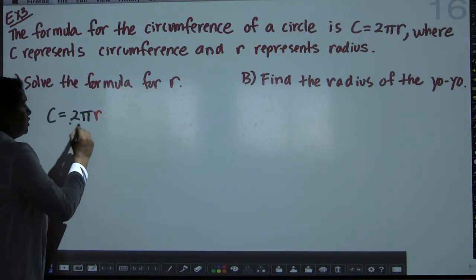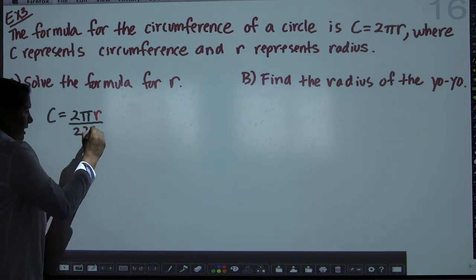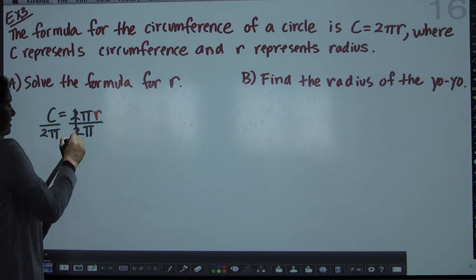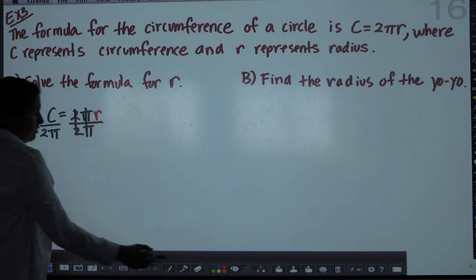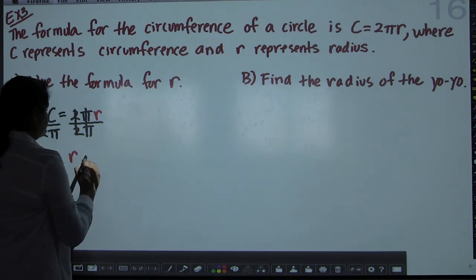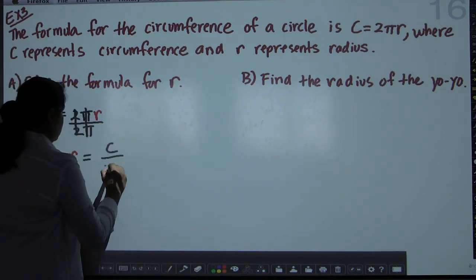So everything happening here on the right-hand side is multiplication. So to get rid of the 2, I have to divide by 2. To get rid of the pi, I have to divide by pi. And the same thing on the other side. Okay, so that means 2 divided by 2 is 1, pi divided by pi is 1. So that means that my answer will be r equals c divided by 2 pi.